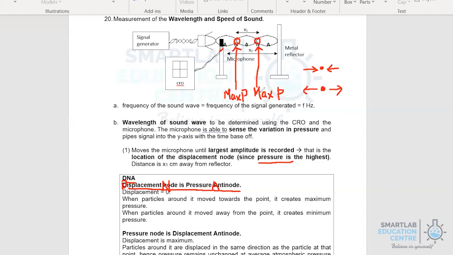So when you manage to pick up 2 maximum pressure using the microphone, the distance that's traveled by the microphone is actually between 2 nodes, so if you let the distance be L, L will therefore be equal to half lambda. Thereafter, we'll be able to find the wavelength of the stationary wave. Finally, bear in mind that the pressure node is the displacement antinode. So at the antinode, the pressure actually remains unchanged at average atmospheric pressure.